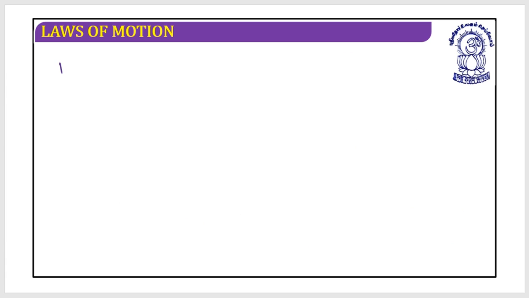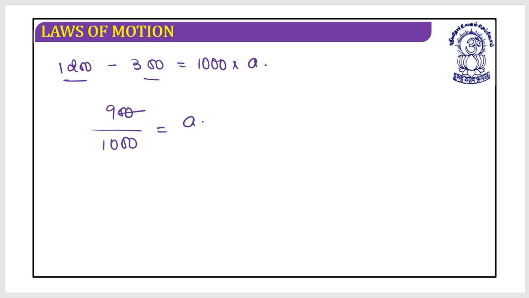So let's have a look. It's 1200 minus 300 is equal to 1000 into acceleration. So 1200 minus 300 is 900, divided by 1000. That should be equal to acceleration. This 2 has gone, this 2 has gone, and A would be equal to 0.9 meter per second square. This would be the answer.